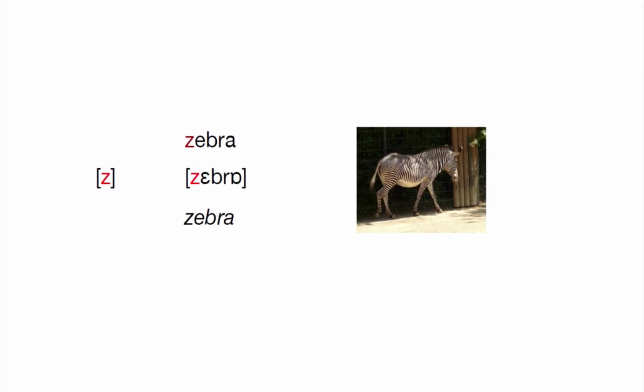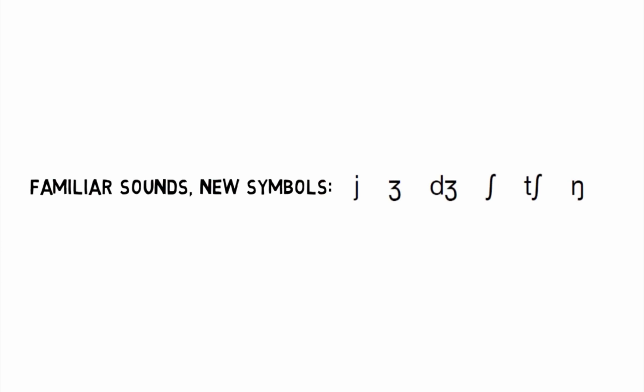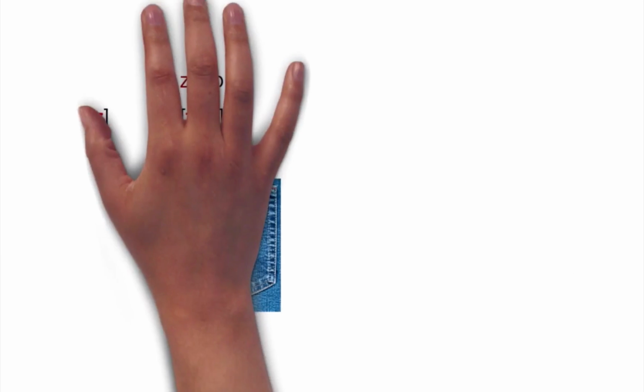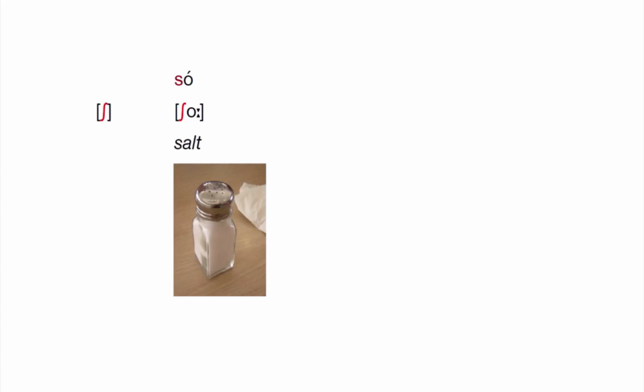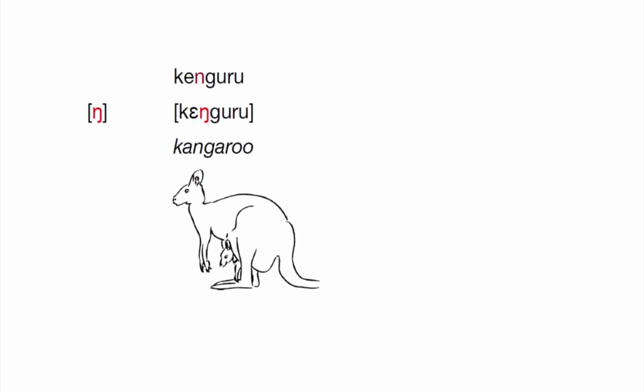as in zebra. We then covered 6 consonants with familiar sounds and unfamiliar IPA symbols. There was y as in jégcsap, zh as in zseb, j as in dzsungel, sh as in só, ch as in csillag, and ng as in kenguru.